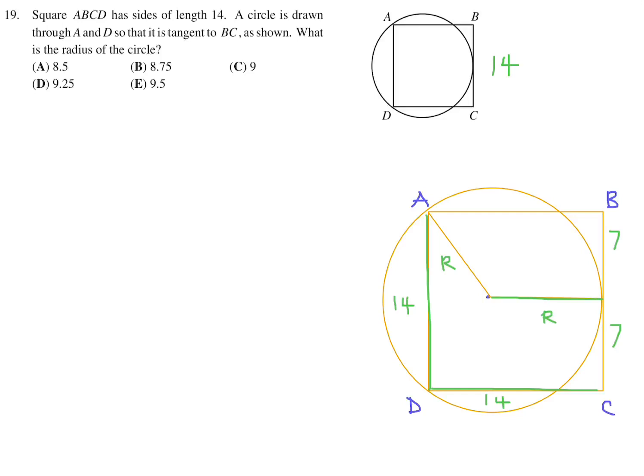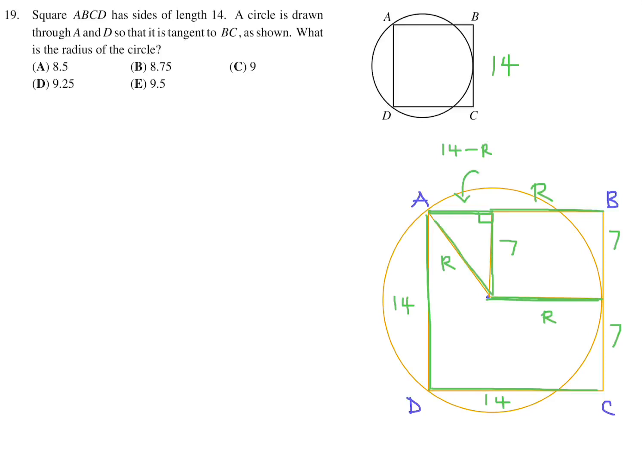And therefore, if I drew a line from the center of the circle to the top of the square, that would also be 7. And from here to here is R. It's just the same as this distance. And therefore, from here to here is going to be 14 minus R. All right? So hopefully that was pretty clear. Now this triangle is a right triangle, and you can then use Pythagoras to solve for R.